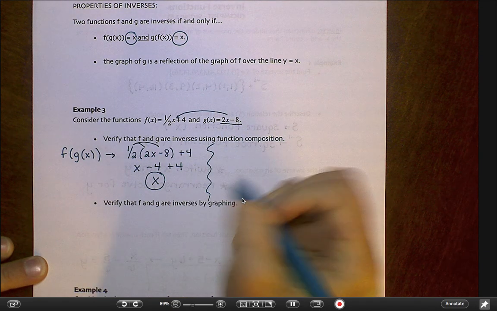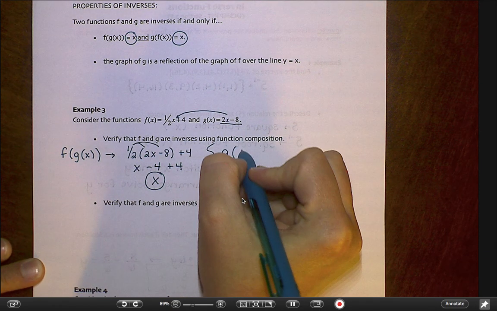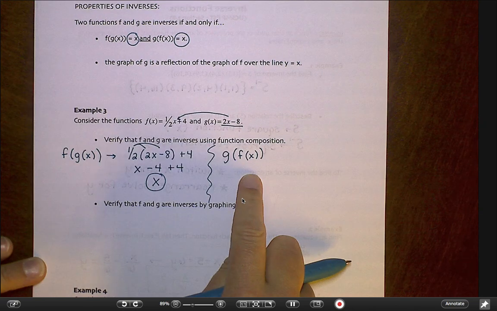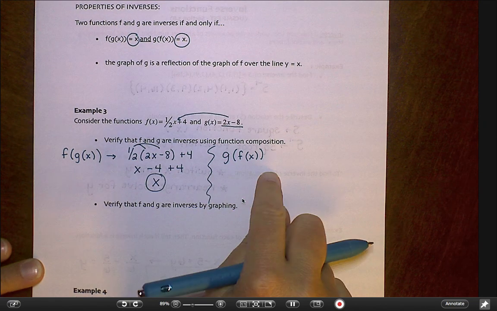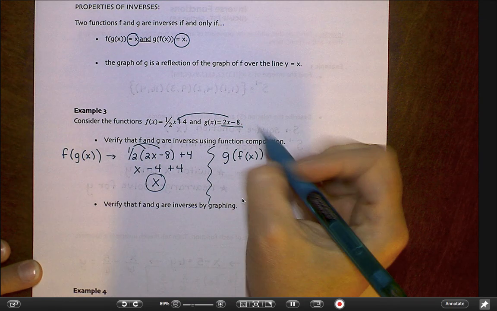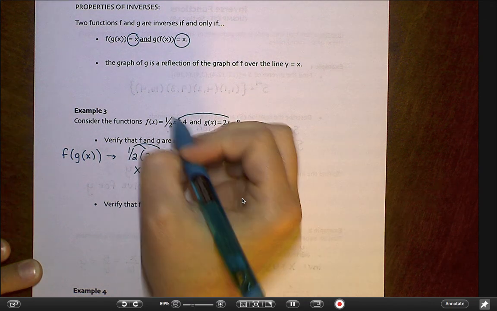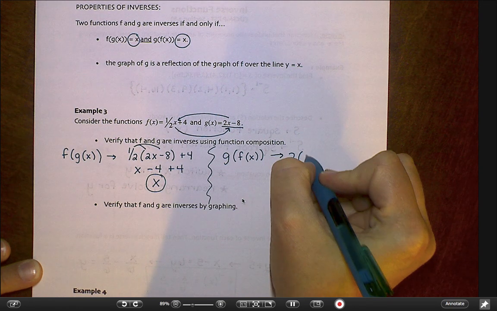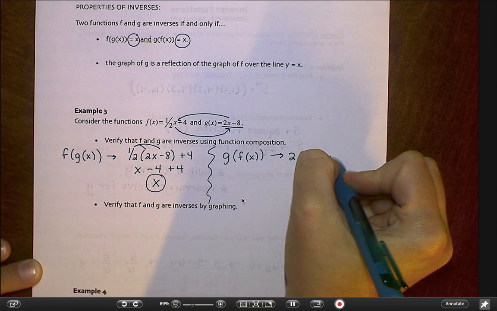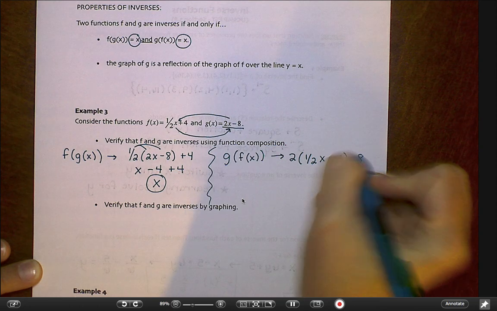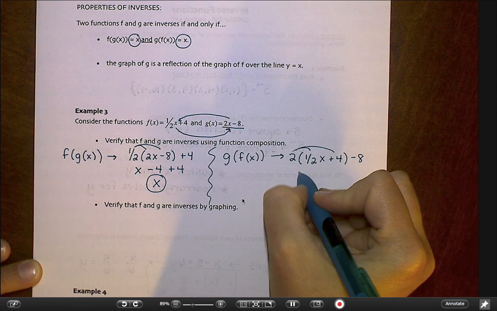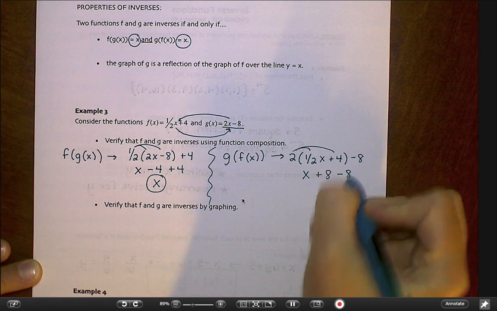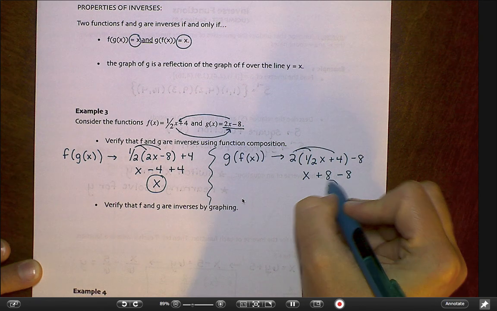If I want to be thorough about verifying, I also need to check g of f of x. Now, if this first one hadn't worked, if I hadn't gotten just x, I wouldn't need to bother with doing the second one, okay? But if it worked, then I need to check the other one, and make sure they both work. So g of f of x means I'm going to take the f function and plug it in for x over here. So I'm going to go 2 times 1/2 x plus 4 minus 8. Distribute the 2. And so let's see, 2 times 1/2 x is just x plus 8 minus 8. 8's cancel, and you're left again with just x.